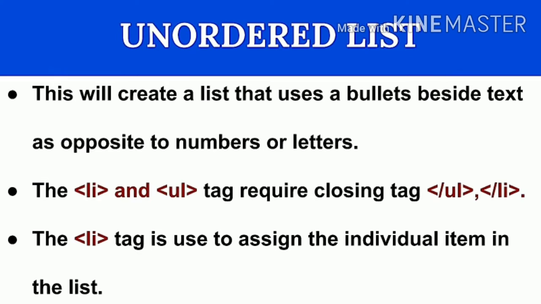Now we start the discussion about the unordered list. This is the second type of HTML list. It creates a list that uses bullets beside the text as opposed to numbers or letters. We can define our list with the help of bullets. If you don't want any numerical or alphabetical numbering in the list, then you can use the unordered list to show bullets and other things in the list.